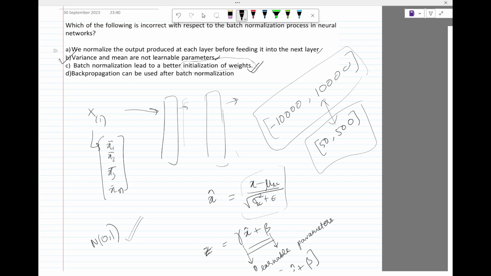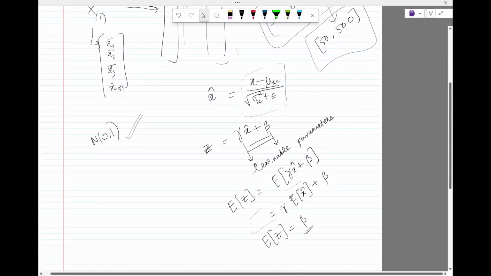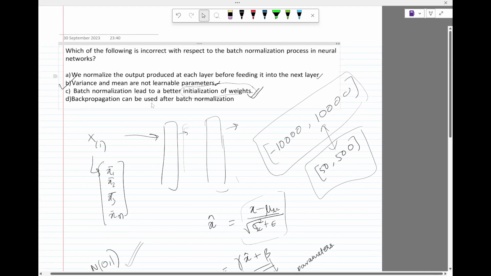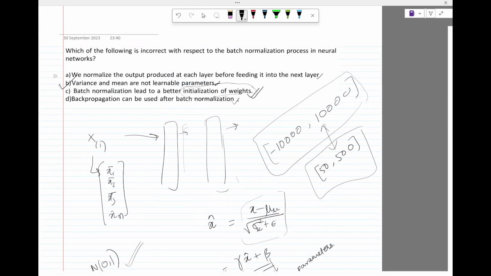The other statement is backpropagation can be used after batch normalization. It is a differentiable function with respect to your gamma and beta. So you can easily use backpropagation with batch normalization. So this is also a correct statement. So the incorrect statement was variance and mean are not learnable parameters.